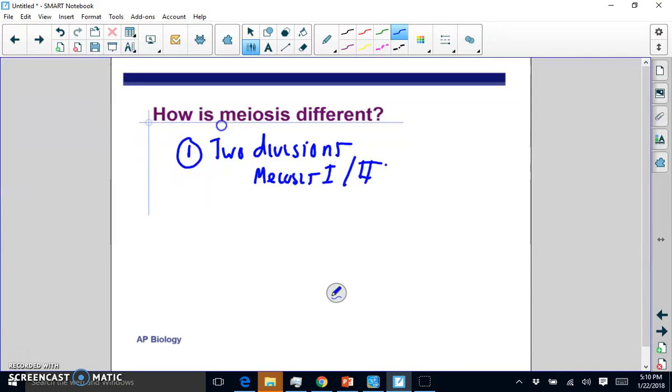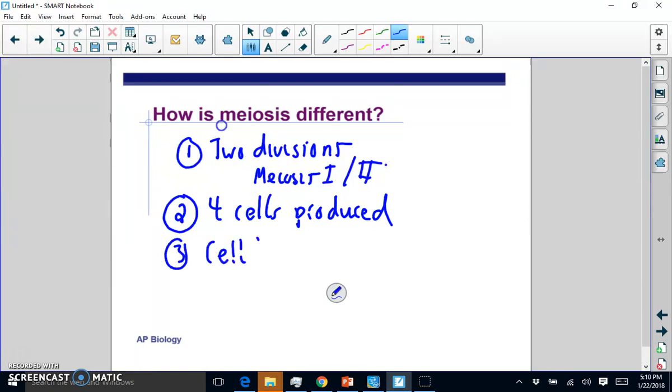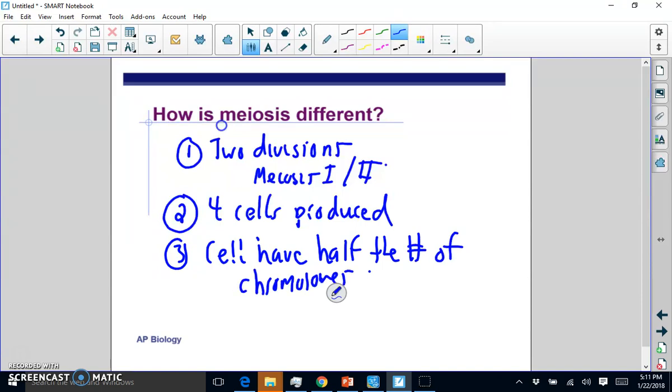Okay? Also, in meiosis, because there are two divisions, there are 4 cells produced. If you remember, in mitosis, there were only 2 cells produced per division. In meiosis, there are 4 cells produced. The third difference is the cells have half the number of chromosomes as the parent cell.